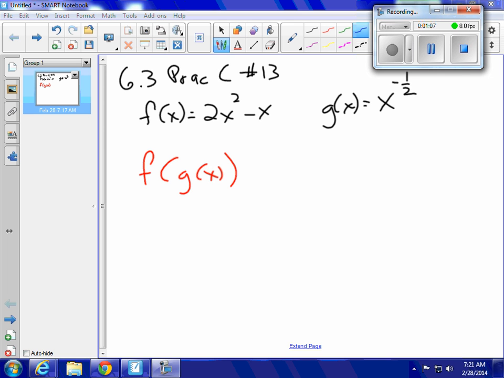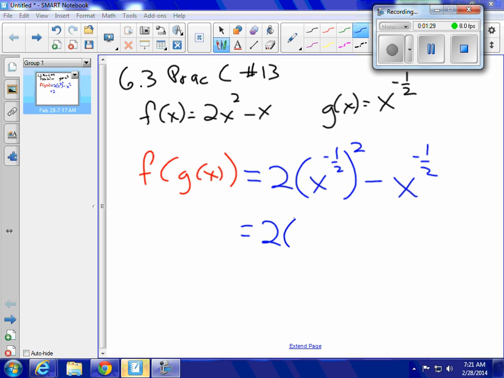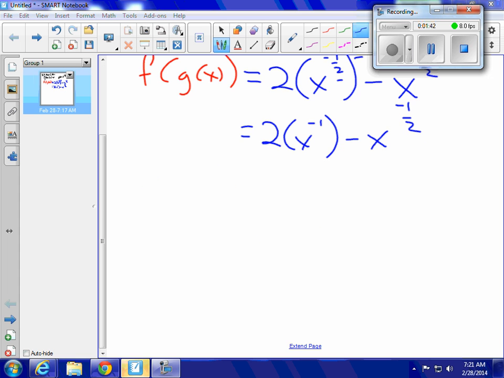I'm going to go f of g of x is equal to 2 times, well, g of x is x to the negative 1/2 squared minus x to the negative 1/2. That's what I'm being asked to evaluate. Okay, so I can do that. This would be 2 times x to the negative 1, multiplying my two exponents here, minus x to the negative 1/2.